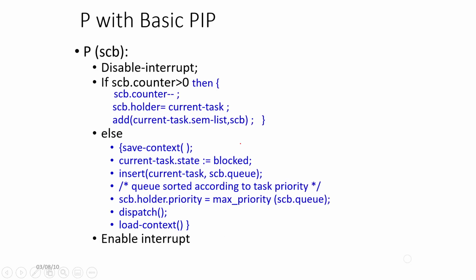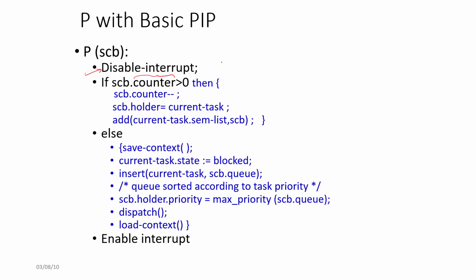So let us now look at the basic locking protocol with priority inheritance. The entire structure is the same. We start with disabling the interrupt. Then we see whether the lock is free or not. The reason we have a counter is basically because there could be multiple copies of the resource. So when we acquire a copy, we just decrement the counter by 1.